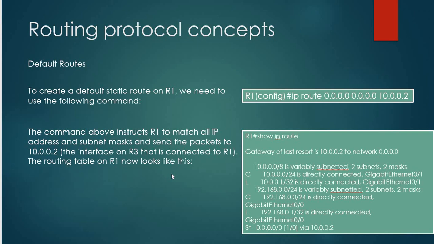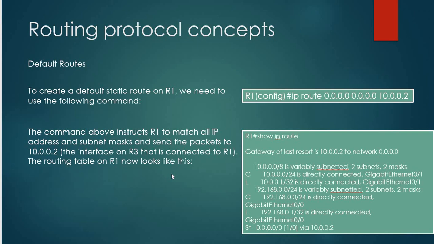To create a default static route on R1, we need to use the following commands. To complete the routing information, routing data, and all these things in Router 1, we have to do this routing. Okay, ip route, we have to give this information.